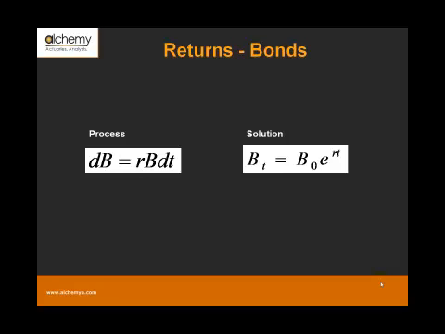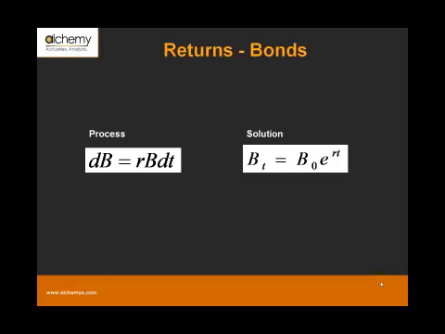and you solve this to find the value, not just the rate of change, but the value of the bond at any given point in time, the solution that you see is that the value of the bond at any given point in time t is equal to the original principal B naught grown continuously at the rate of r for a period of time t.